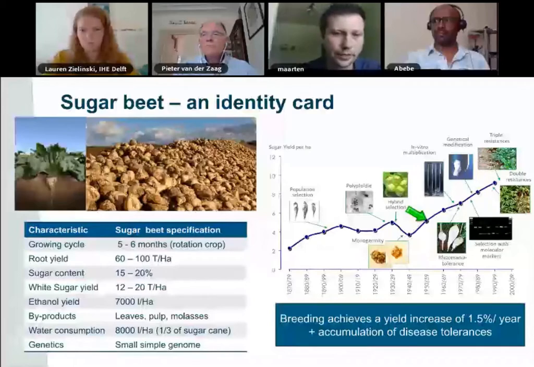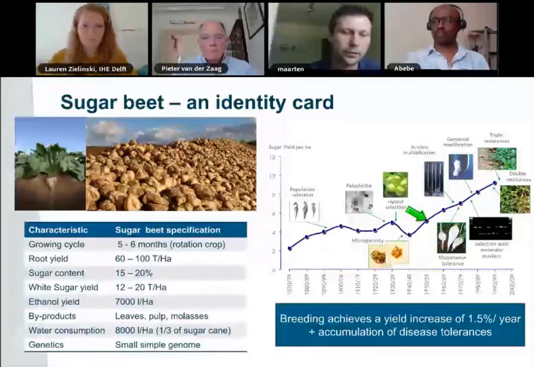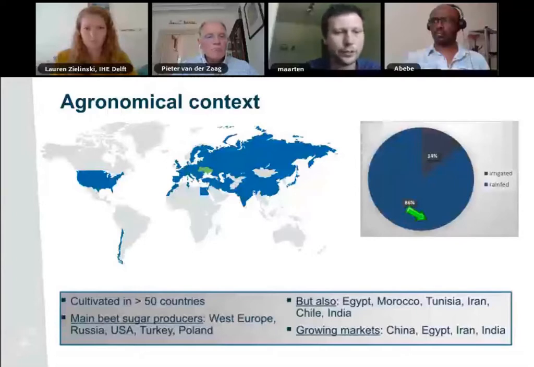So that's the progress that we make, and we still achieve a sugar yield increase of 1.5% per year. And more in the last decades, we combine this increase with bringing in more and more disease tolerance to a multitude of diseases that our crop encounters. So sugar beet, it's grown in a bit more than 50 countries.